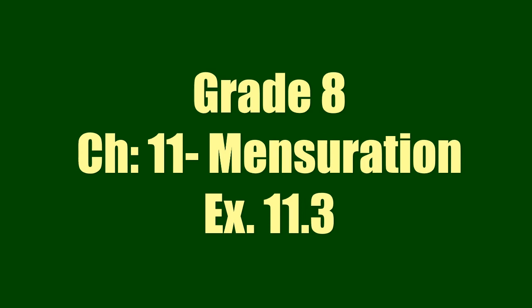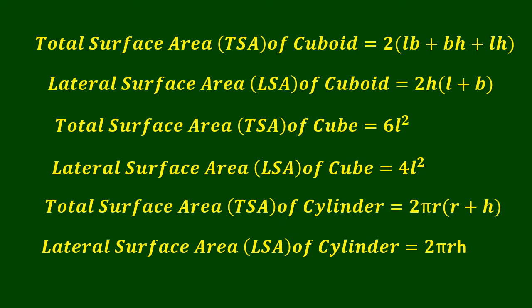Hi children, now we are on exercise 11.3 of chapter 11 mensuration. So before going to the exercise, let us quickly revise the formulas. Total surface area, that is TSA of cuboid, 2 into (LB plus BH plus LH), and lateral surface area, that is LSA of cuboid, 2H into (L plus B). Now total surface area, TSA of a cube, 6L square, whereas LSA of cube is 4L square.